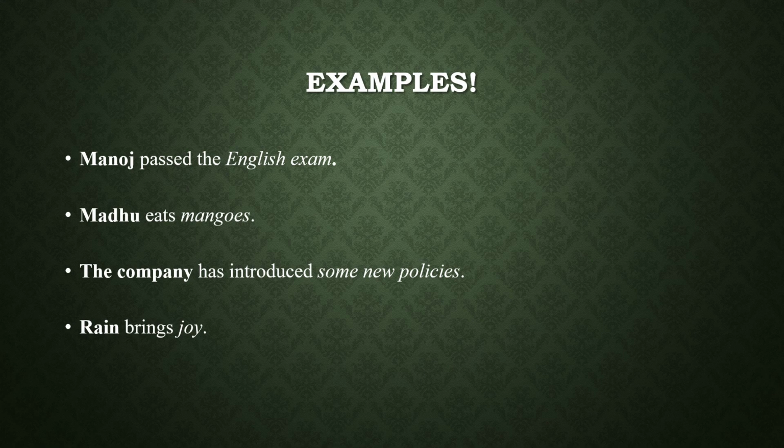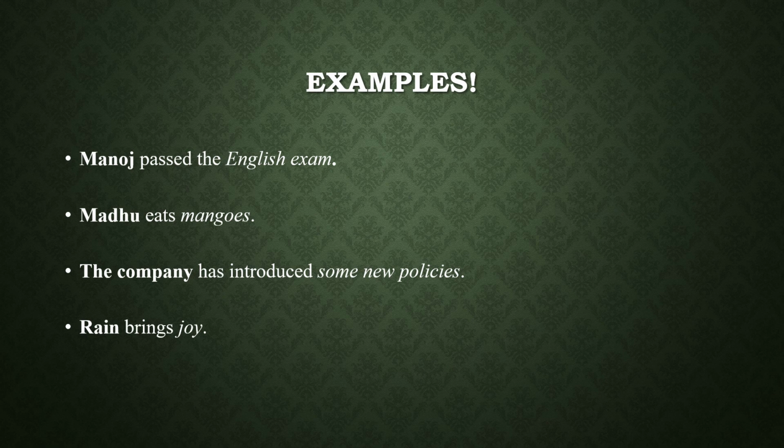Here are some examples which would help us understand the distinction between subject and object. So in the first sentence, Manoj is the subject because it is the first part of the sentence, and English exam is the object because this part will be impacted by the action done by the subject. Next, Madhu is the subject and mangoes are the object. As a result of, let's say, subject's action, mangoes will get eaten. So therefore, they are the receiver of the action or the object in the sentence.